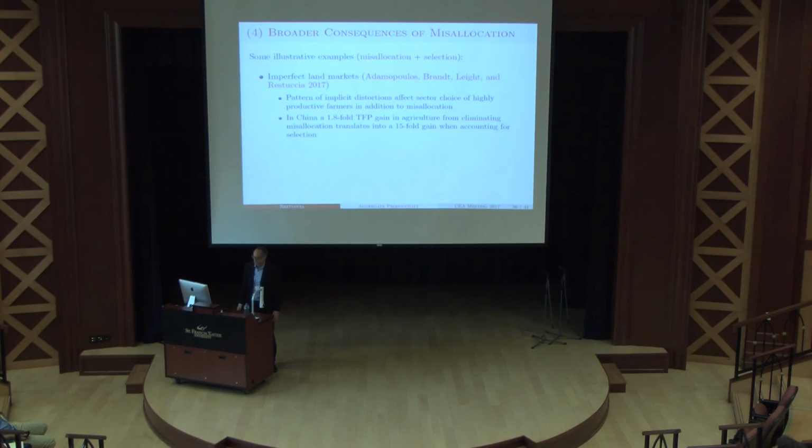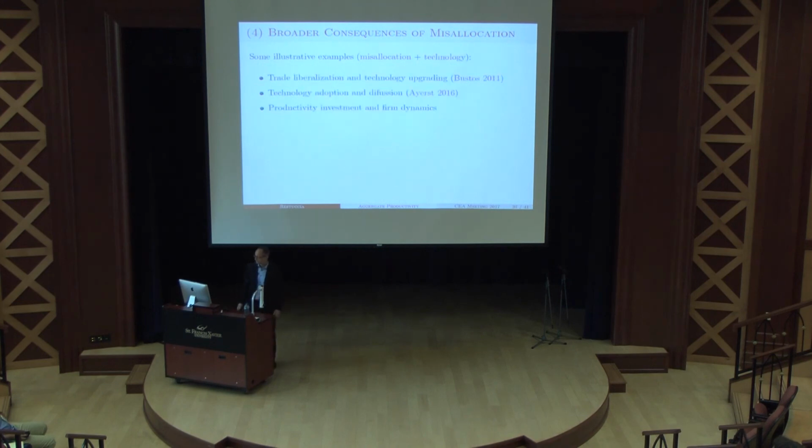And then I talk about this imperfect land market. So in the context of the agricultural, non-agricultural sector, the selection is pretty big. This exercise by Adamopoulos and co-authors, you go from a static misallocation gain of 80% to about a 15-fold when you take into account the selection effect.